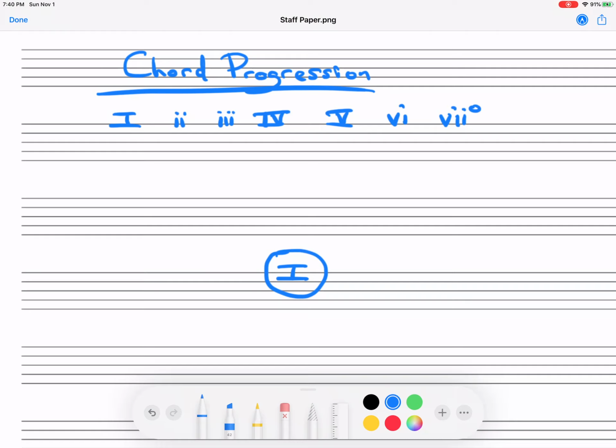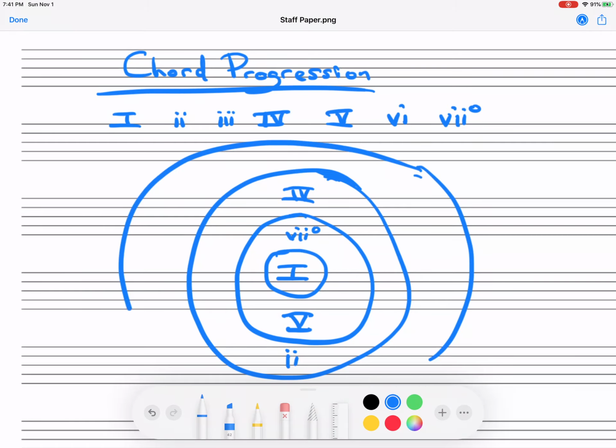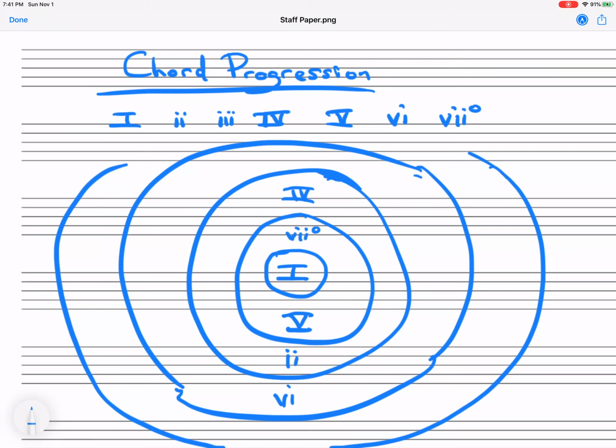I'm going to make a little bit of a universe here, and this is the way this works. So the chords that go around the tonic chord are the ones that have the biggest pull. So the 5 and the 7 chord really want to go to 1. And then the next one out would be 2 and perhaps 4. And then the next level would be 6, and then at the very outer part of the universe here, 3. So 1 is at the center of the universe. This is our goal.